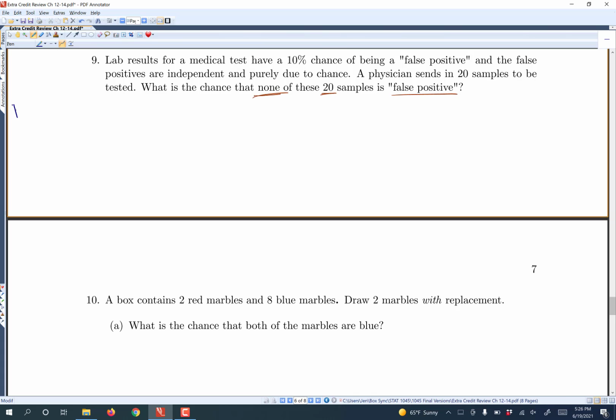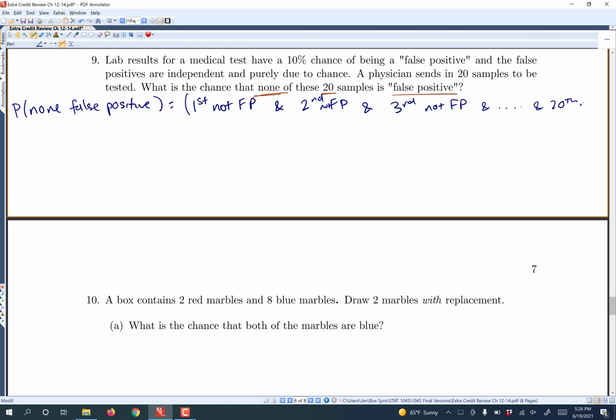So if you think about that, how are you going to get no false positives? Well, if you have 20 tests, you would have to have the first one not be a false positive. And you'd have to have the second test be not a false positive. And you'd have to have the third test be not a false positive. And all the way up to the 20th being not a false positive. So that's how you'd have to get no false positives.